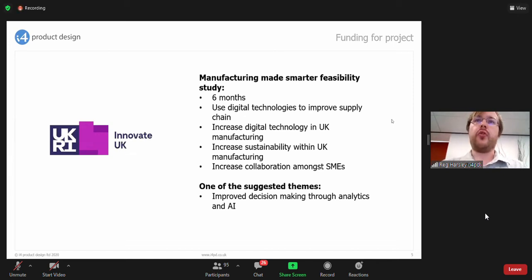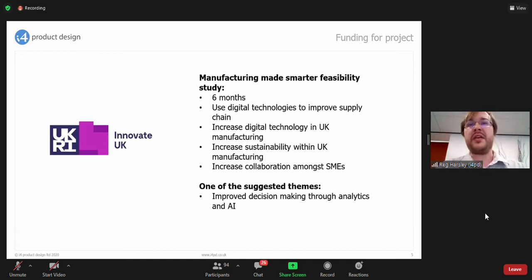So just a bit about the funding stream that we got. The Manufacturing Made Smarter award came in two streams. There was the industrial research and there was a feasibility study for the award. We decided to go for the feasibility study because it was a 6-month project, and the ideas that we've got for these automated tools are still very young. So it seemed like a good way to test the waters for this particular project. The aim of the Manufacturing Made Smarter award was to improve digital technology or increase it in UK manufacturing, and also look at increasing the sustainability within UK manufacturing.